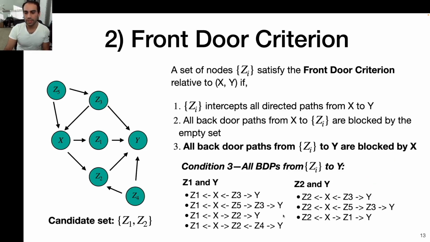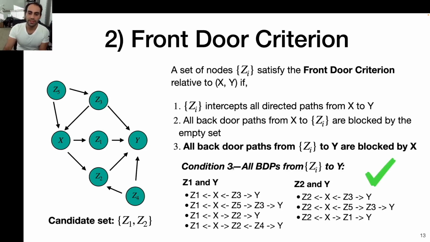And then finally, condition 3, we need to evaluate whether all the backdoor paths from Zi to Y are blocked by X. So again, we just write out all the backdoor paths between each variable in Zi and Y. Just looking at this path, we have Zi to X to Z3 to Y. And then we can immediately see that X indeed does block this path because we have a chain where X is the center and there are no colliders. And this is the same exact story for all of these backdoor paths. We see X is either a chain or a fork, and so this satisfies our definition of blocking from before.